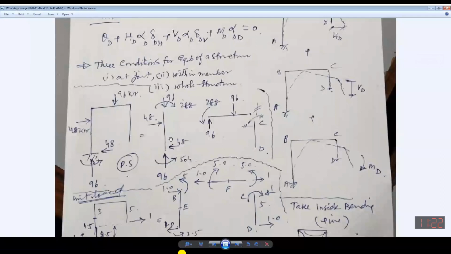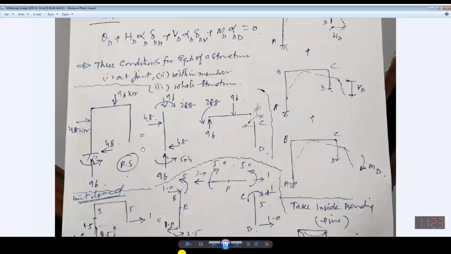Now see that this is a member. This is 48. This is 48. Cancelled. 96 and 96 cancel each other. This is 504. Okay? And this is 288. If you see at this joint, the effect of this one will come out to be 504. Or if you see the effect at this point, then the effect of these forces will be 288.